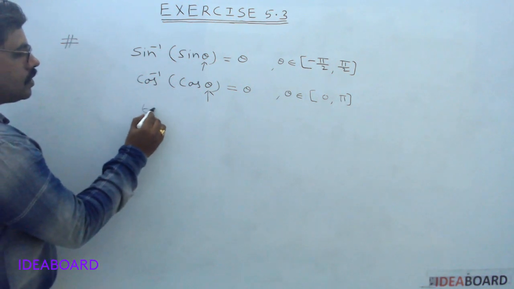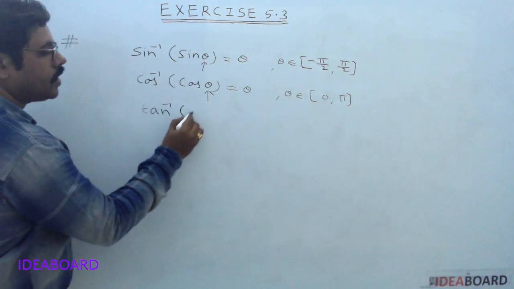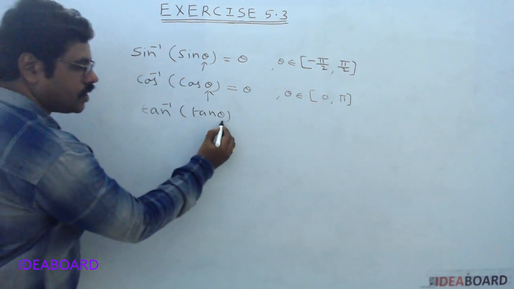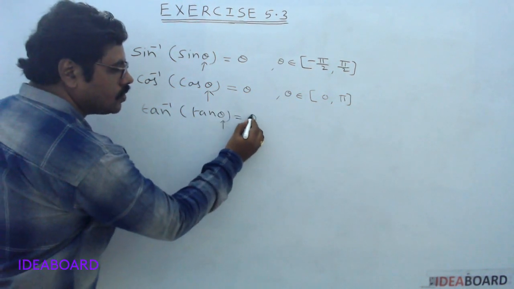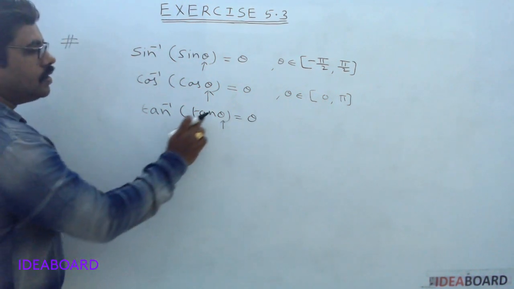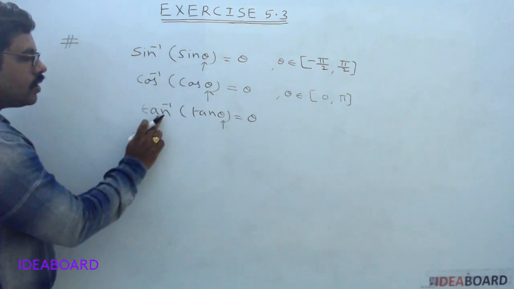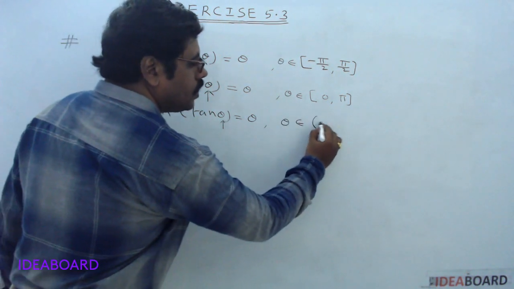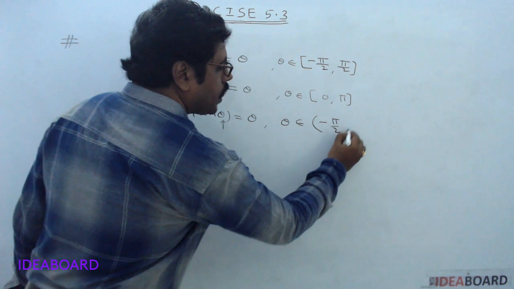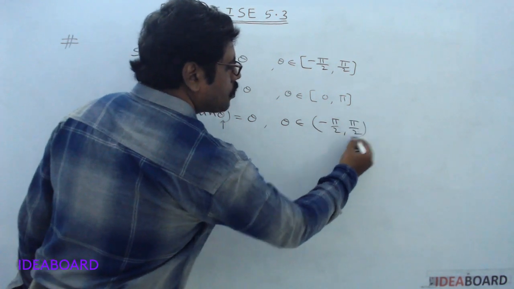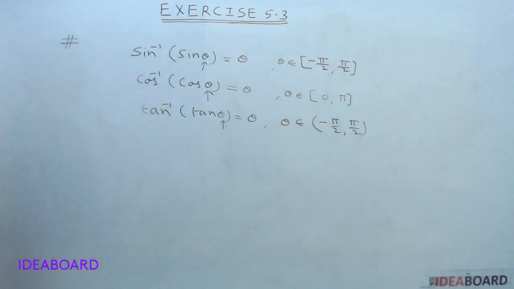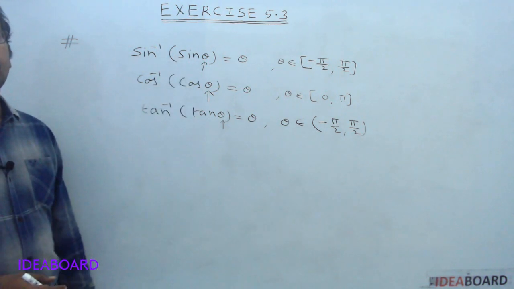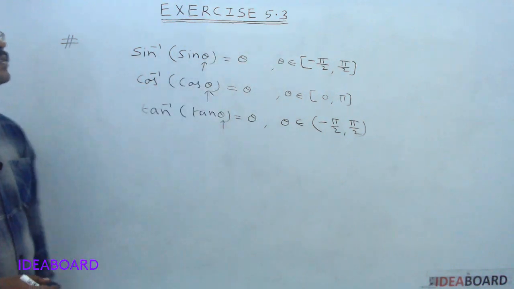Next one, tan inverse of tan theta. Tan inverse of tan theta equals theta only when theta belongs to the range of tan inverse. The range of the tan inverse function is the open interval minus pi by 2 comma plus pi by 2. Now these points are very useful to solve the further problems in this exercise.